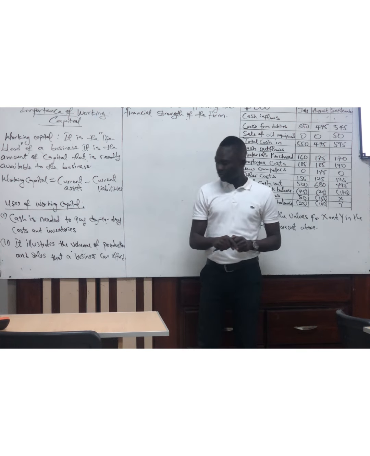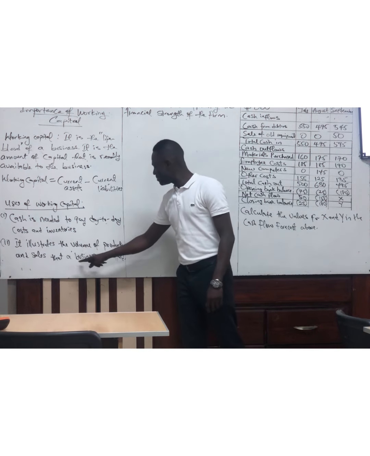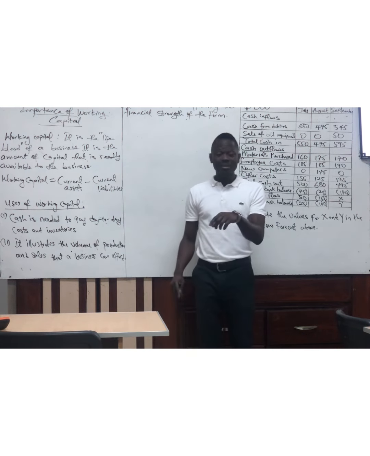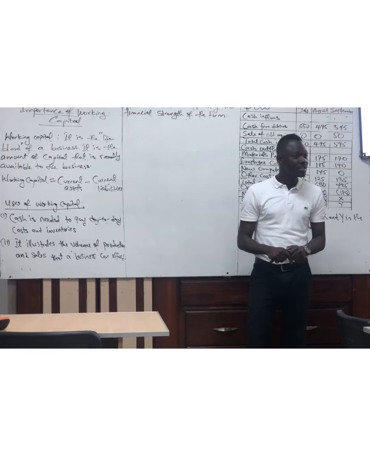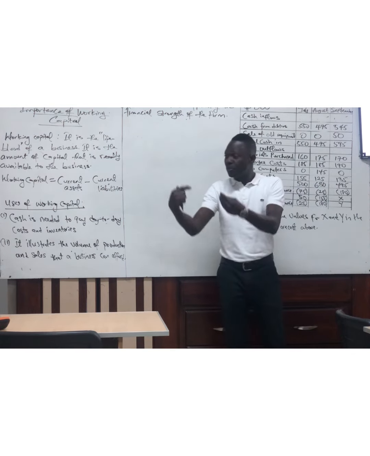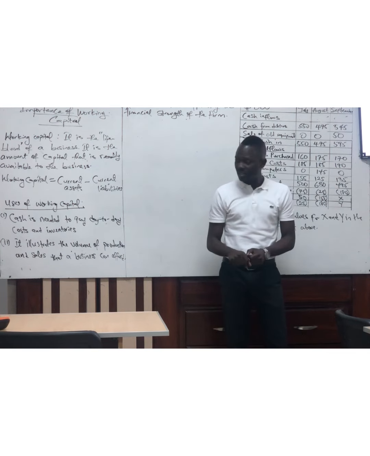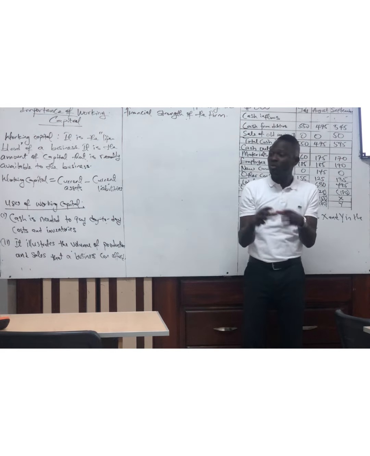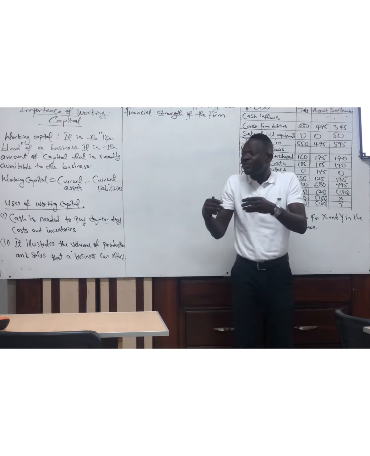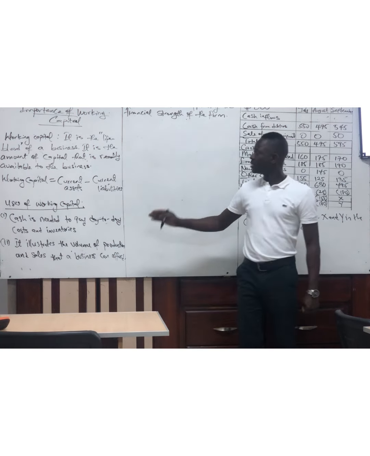Is it clear? Two, it illustrates the volume of production and sales that a business can afford. So the amount of money you have is the amount of production you can produce. Yes or no? And whatever you can produce is what you can sell. You wouldn't sell what you can't produce. Right? So the working capital will illustrate or tell you what you can produce, and whatever you produce is what you sell. That is the point here. Is it clear?